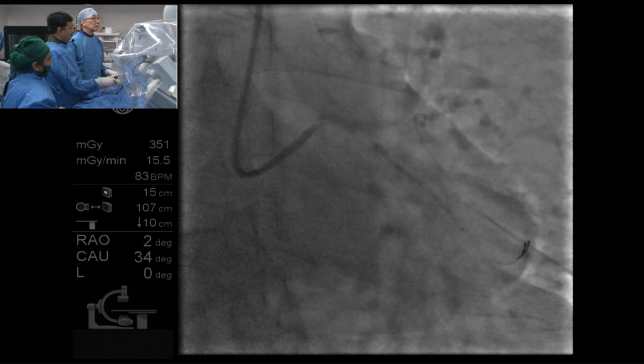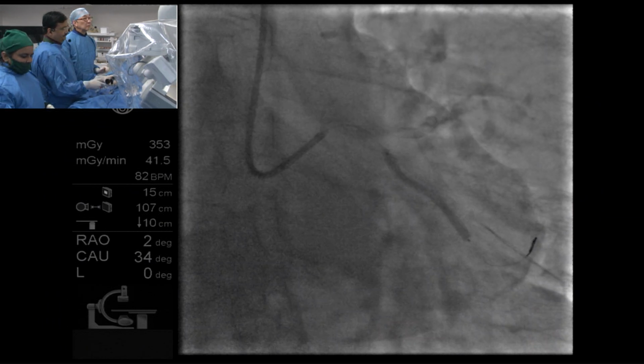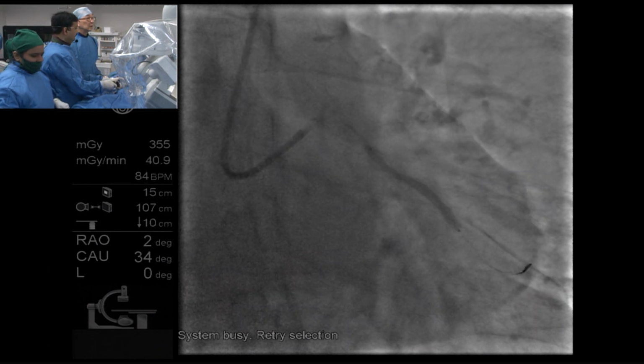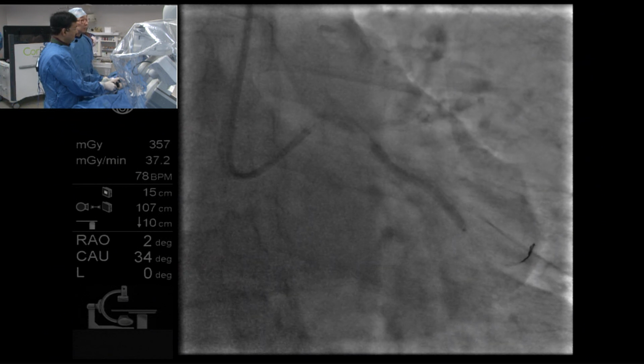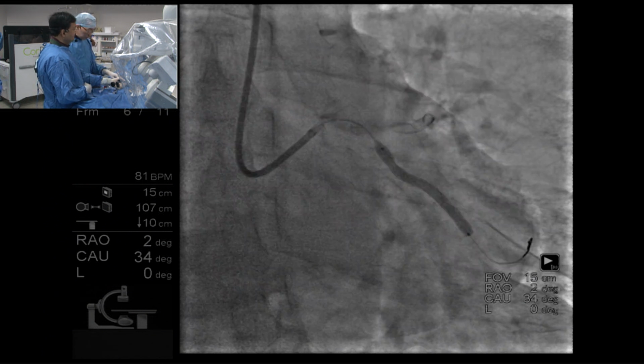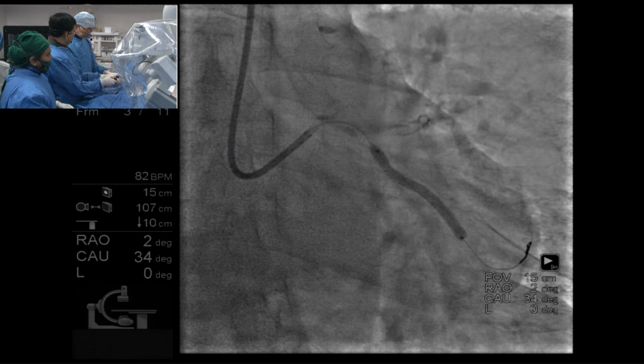What is the size of the stent? 3 by 32, Promus Premier. Good, 12. Give 14. 14. Okay, done. Deflate.